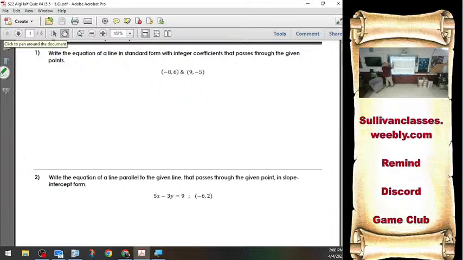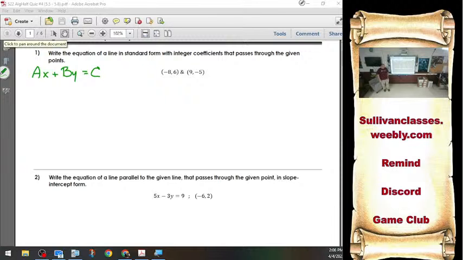Standard form, like a middle school dance. Boys over here, girls over there. Ax plus By equals C. So all your variable stuff is over here, equals a plain number.